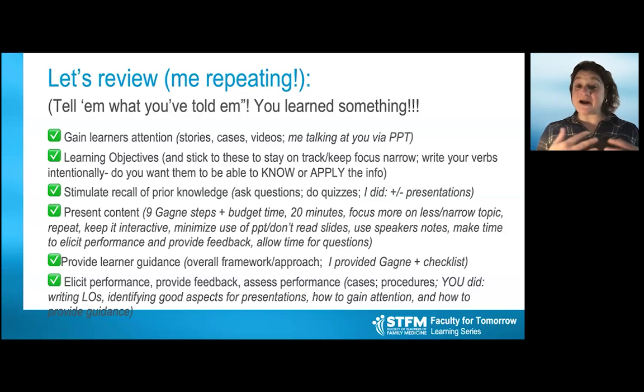Stimulate recall of prior knowledge. Present the content. So you want to use Gagné's 9 steps. You want to budget time, keep it to 20 minutes, focus more on less, keep it interactive, repeating, minimize use of PowerPoints. Oh my goodness, I feel so repetitive right now. You want to provide learner guidance. Remember, I provided you Gagné and a checklist, and you want to give people the opportunity to actually use the information and get feedback from it.